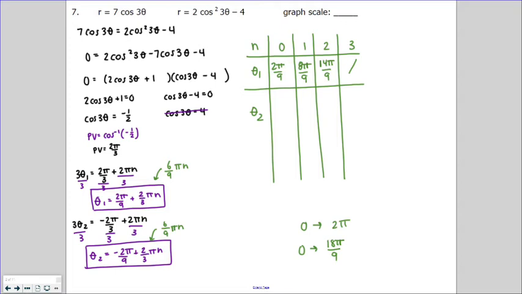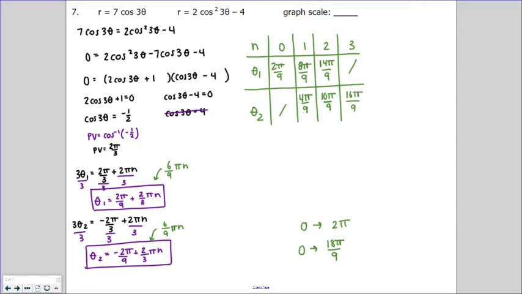And then we move on to theta 2. So when n is 0, we get negative 2 pi over 9, so that's out. That's a negative value. When n is 1, I get 2/3 pi, or 6 over 9 pi, plus negative 2 pi over 9, so that's going to be 4 pi over 9. And then when n is 2, here we get 12 over 9 pi minus 2 pi over 9. So that's 10 pi over 9. Still less than 18 pi over 9. When n is 3, we get 18 pi over 9 minus 2 pi over 9. So that's going to be 16 pi over 9.